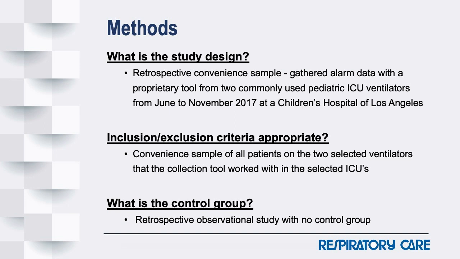What is the control group? The control group, there is no control group. It's a retrospective observational study to assimilate some data on, but there is no group that they are being compared against.